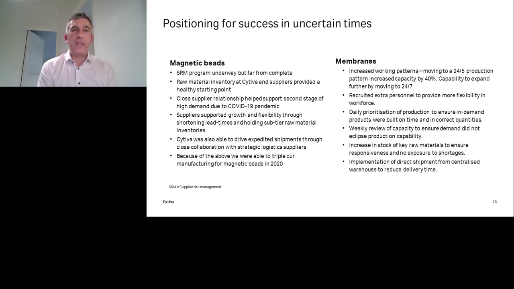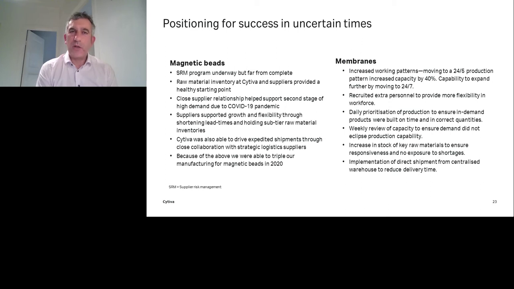So in terms of where we stood when the coronavirus pandemic started to affect our business, as far as magnetic beads were concerned, our supplier risk management program was underway, but very, very far from complete because we'd only done the analysis in 2019. But we looked at raw material, both internally and externally, and that gave us a healthy starting point where we'd already taken some steps to increase that.